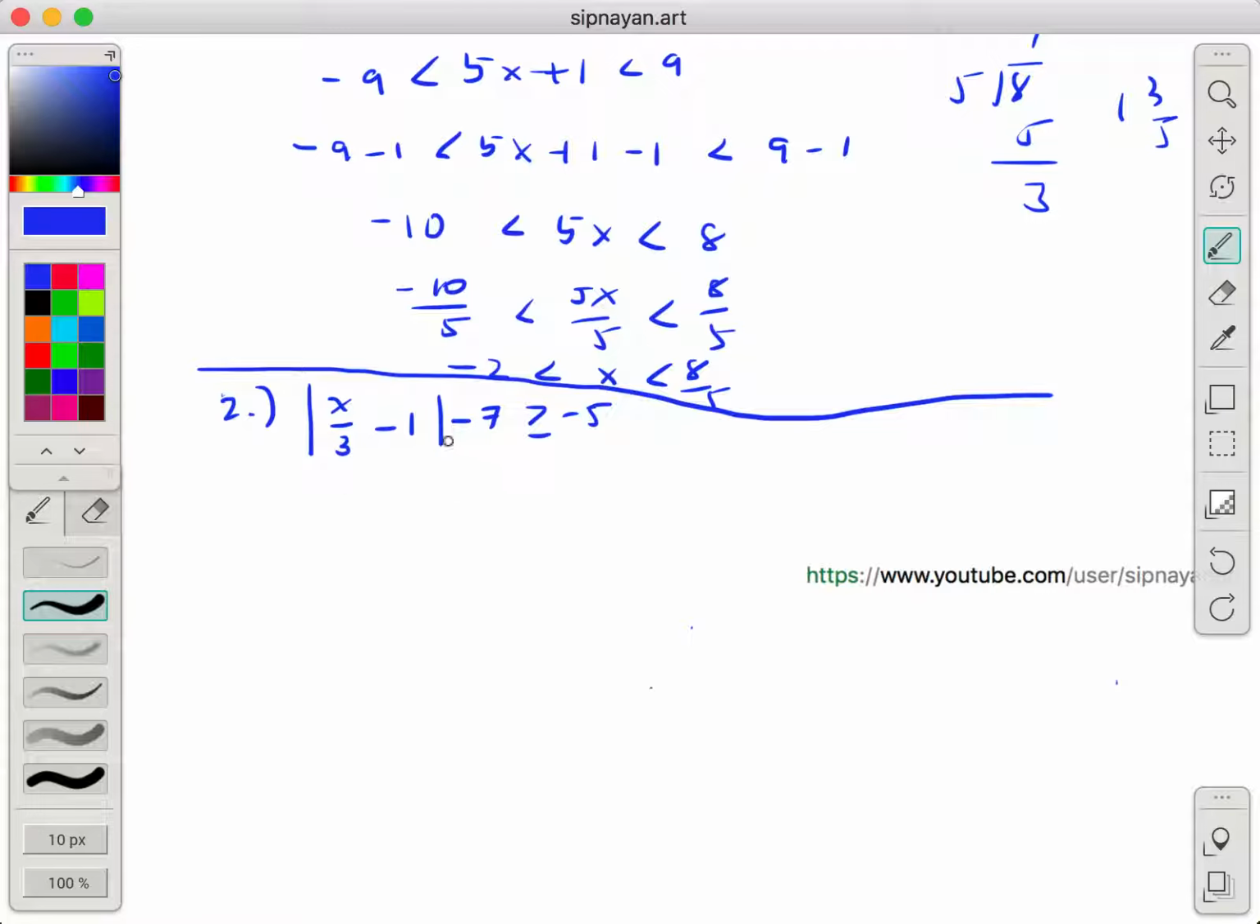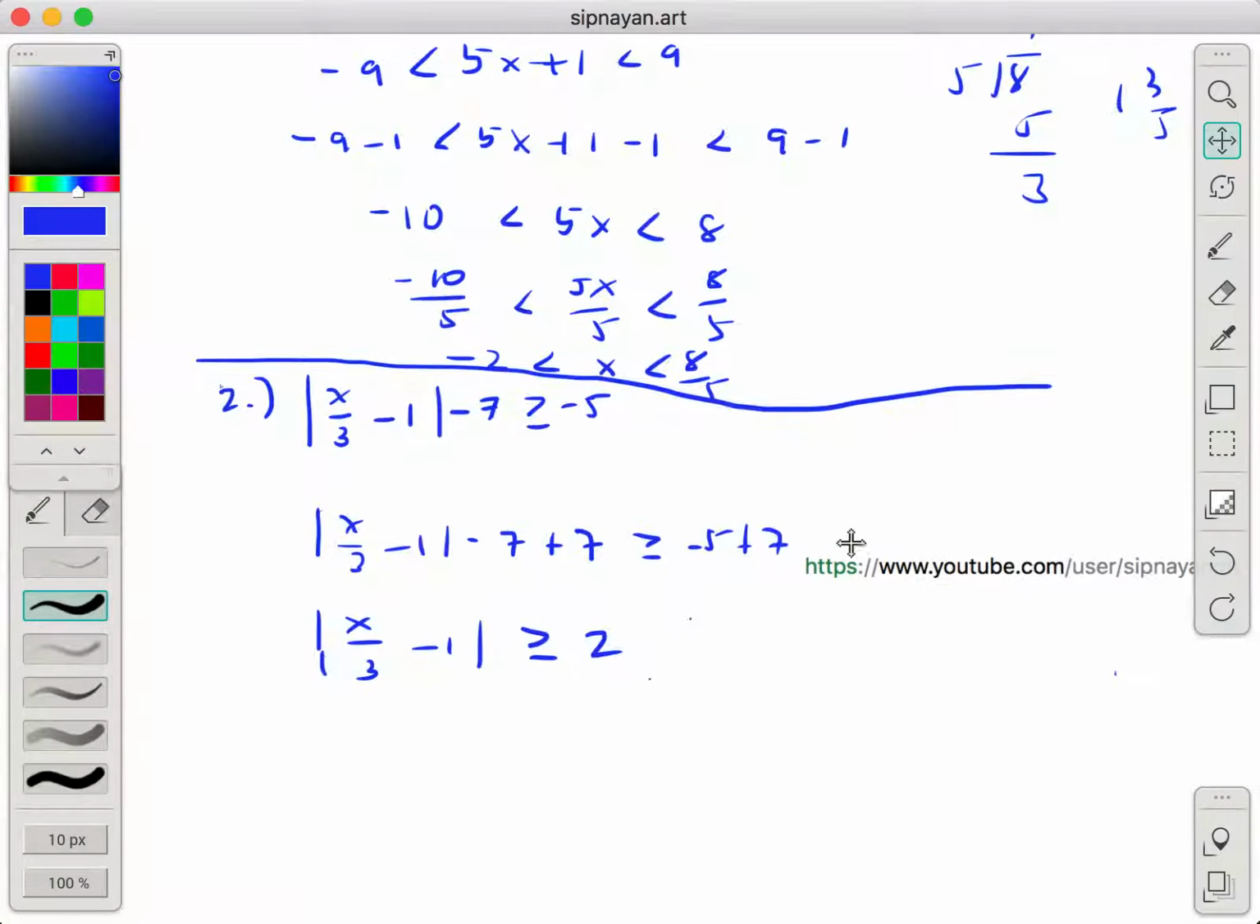Again, we isolate the expression with absolute value. So, tatanggalin natin itong minus 7. So, magiging absolute value of x over 3 minus 1 minus 7. Magpa-plus 7 tayo para mawala siya. So, greater than or equal to negative 5 plus 7 din. So, magiging absolute value of x over 3 minus 1. So, 0 na to, minus 7 tsaka plus 7 is greater than or equal to 2. No? So, negative 5 plus 7 is 2.